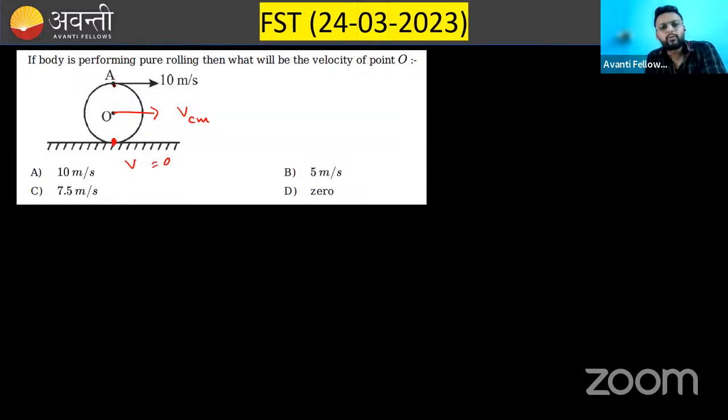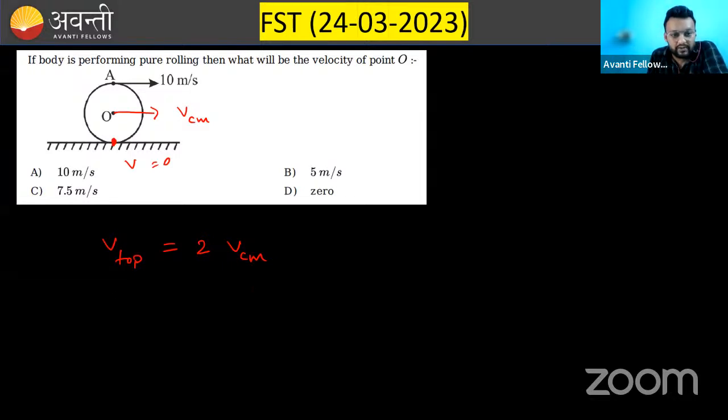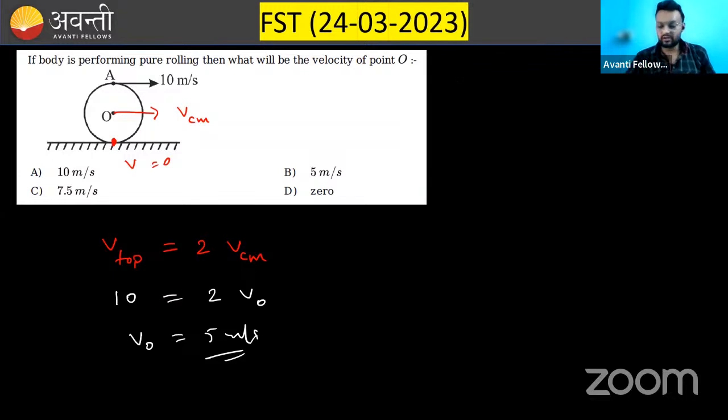And velocity of the topmost point is 2 times the velocity of center of mass. I am writing the relation. This is the relation that you should know. Now, velocity of top is given as 10 meter per second, which is equal to 2 times velocity of center of mass, meaning velocity of O. So you can write that velocity of O is 5 meter per second. Very good, Divya. This is the easiest question of your exam. Moving further.